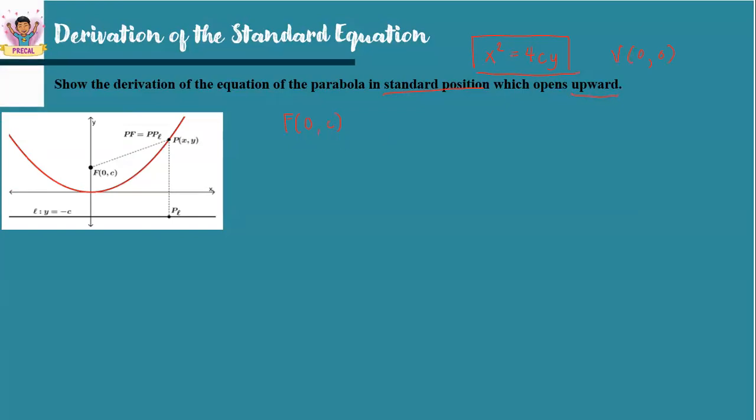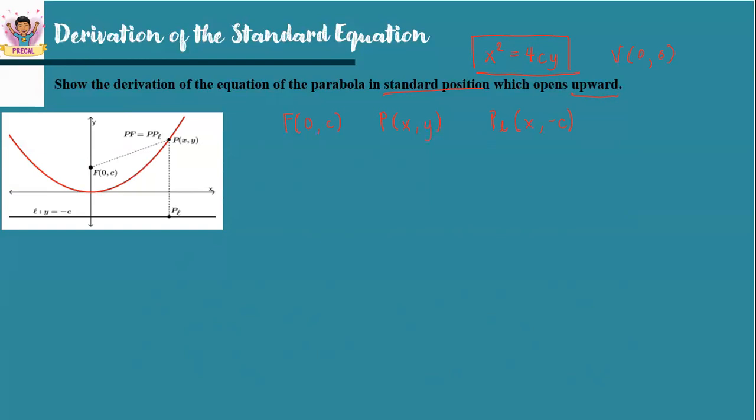Another point is a point on the parabola itself. We can represent it as point P with coordinates (x, y). As I told you a while ago, our point P sub L is the point that is located on the directrix, or the fixed line. It gets the abscissa, which is x, and it gets the negative c value since it is located below the vertex. So that is our coordinate.